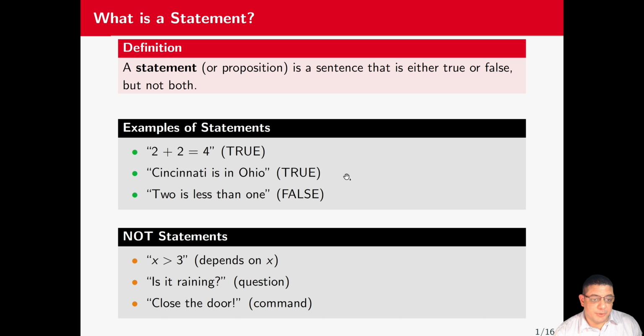Cincinnati is in Ohio, which is a statement that is true, and 2 is less than 1, which is a statement that is false. Sometimes you have things that depend on variables, for example, x bigger than 3. This is not a statement or a proposition per se, because it depends on the x value, and it might change value of true or false depending on who x is. If you make a question like is it raining, or a command like close the door, that's not a proposition. The proposition must have a very clear or at least imply a value of true or false.